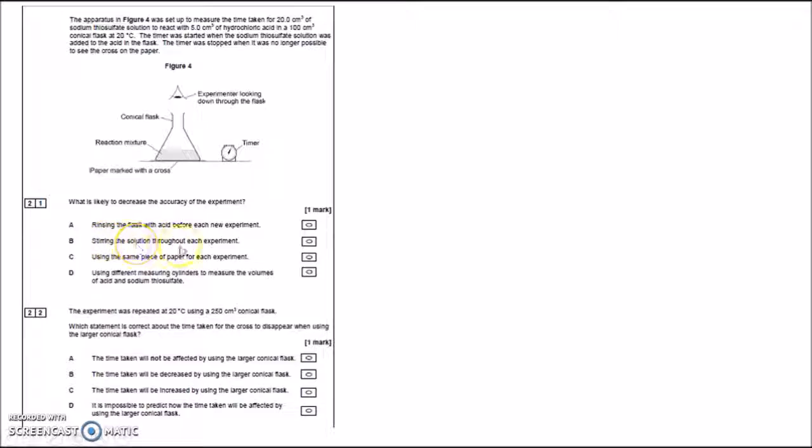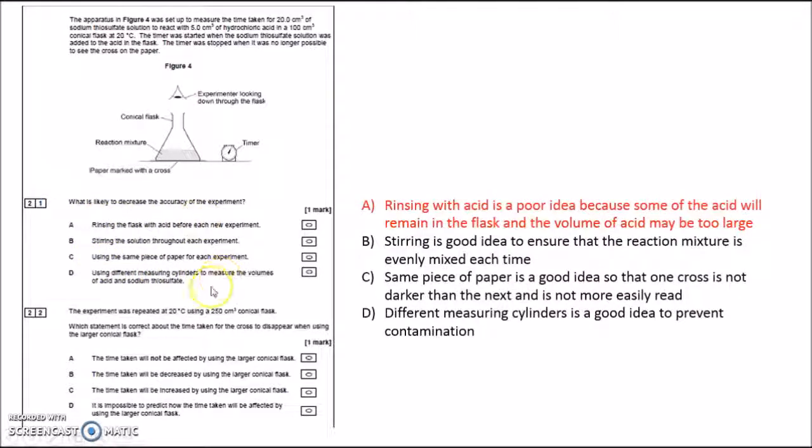Let's check the rest. Stir the solution, always a good idea throughout each experiment to ensure that there's consistent mixing each time. Use the same piece of paper for each experiment, a good idea, because if you use a thicker cross one time than the next, then it's going to be more easily viewed down through the cloudy mixture. Using different measuring cylinders to measure the volumes of acid and sodium thiosulfate, a good idea there, because you're not going to get contamination between the two. So your answer, the poor idea, is A.